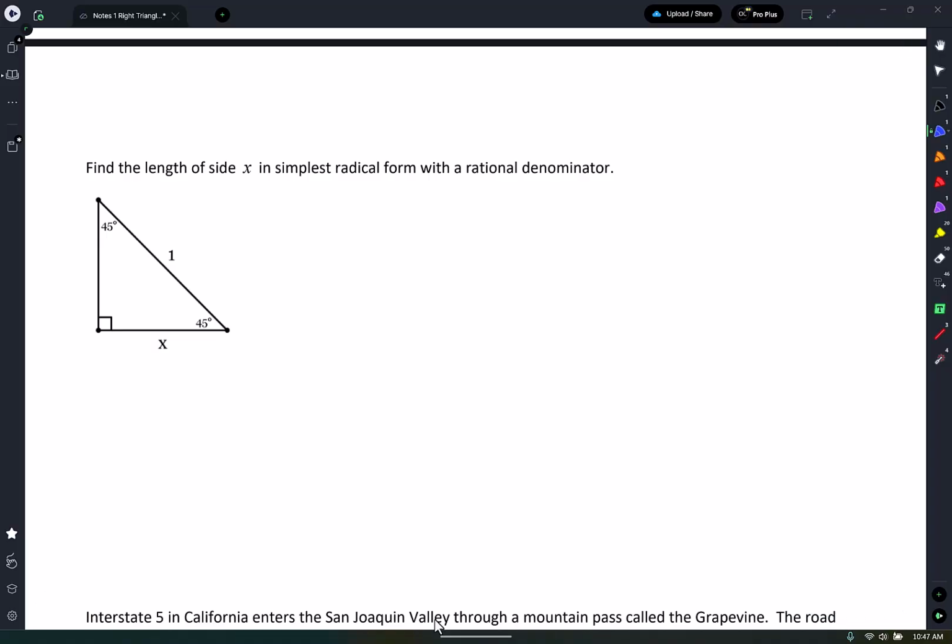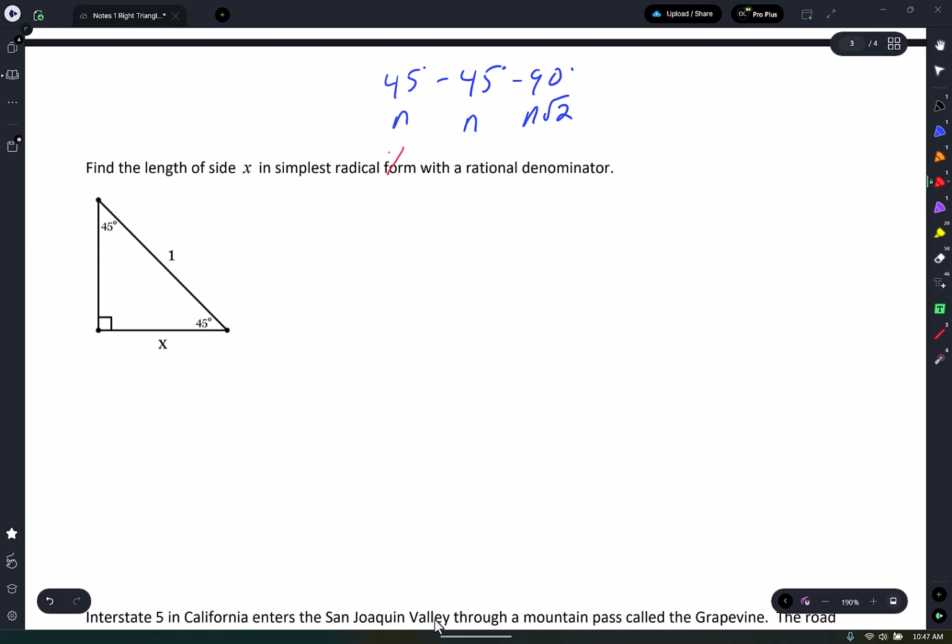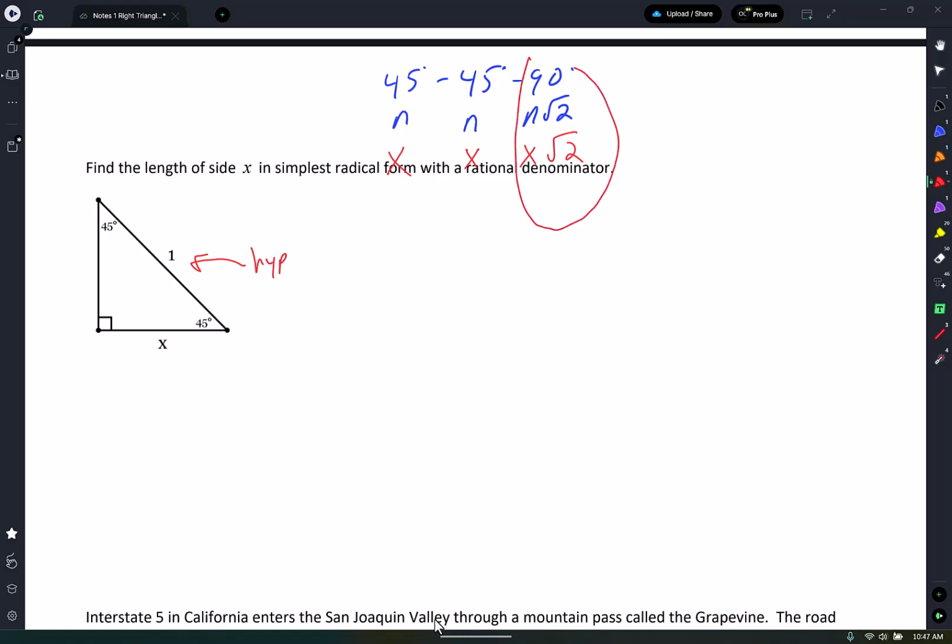Find the length in simplest radical form with a rational denominator. All right, this is a 45, 45, 90 triangle. This is more like the stuff we did in the summer. This is a property for the sides of a triangle. I have an x there, so maybe it's better if I do it in terms of x square root of 2. What you're trying to do is get x by itself. This is my hypotenuse. Wherever you have 90 degrees is your hypotenuse. So that means x square root of 2 equals 1.